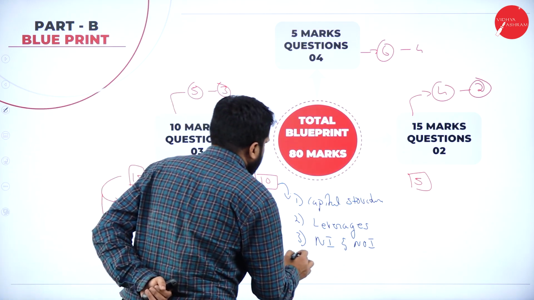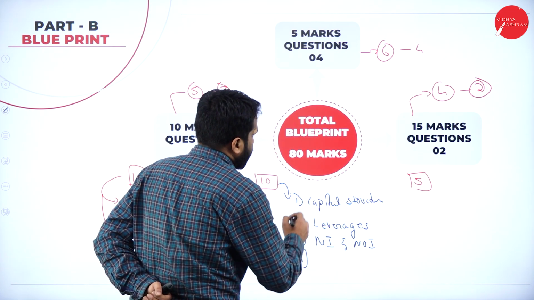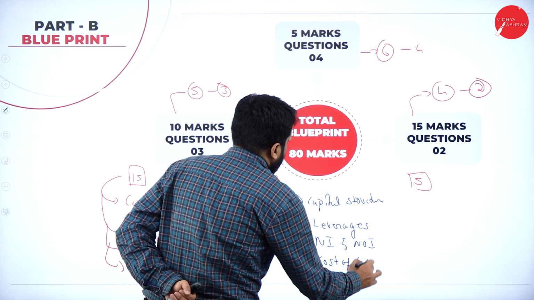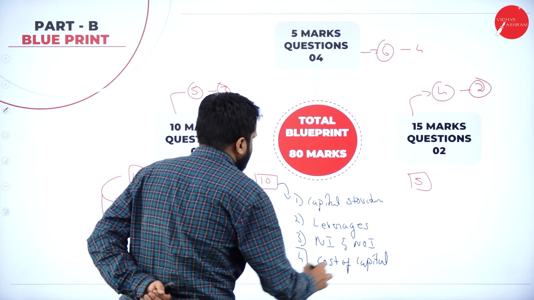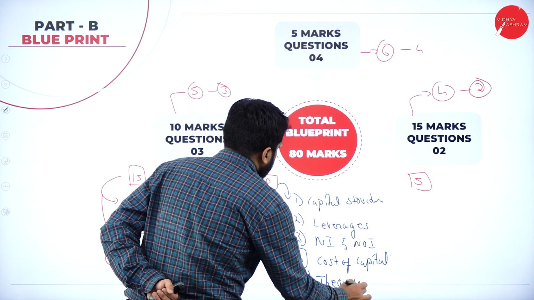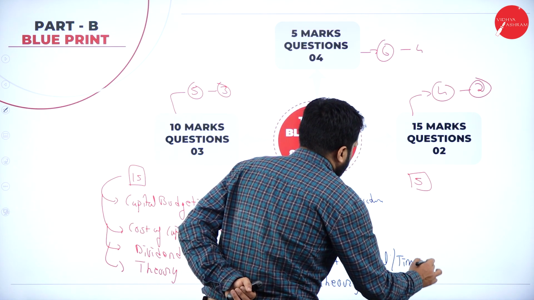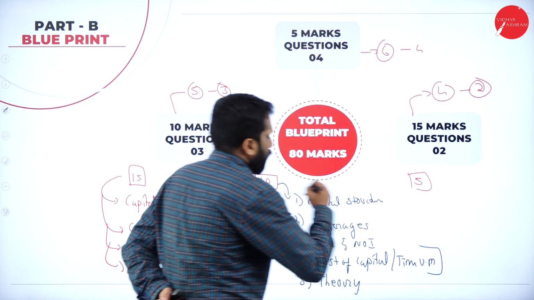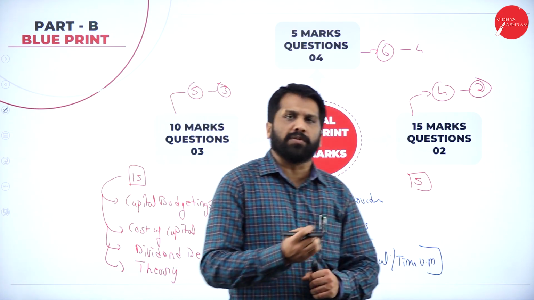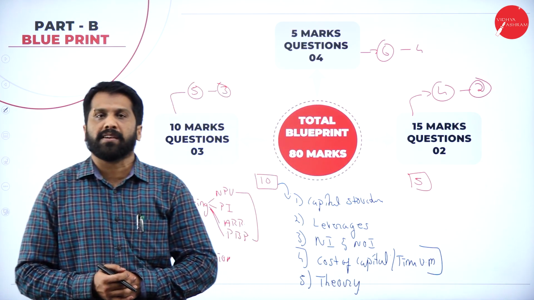Now, once you're done with this, the fourth one will be your cost of capital. One more problem you can expect. Fifth one will be theory, or else you can get time value of money. Time value of money: it is loan amortization, present value, future value. These kind of problems you will get for your 10 mark.